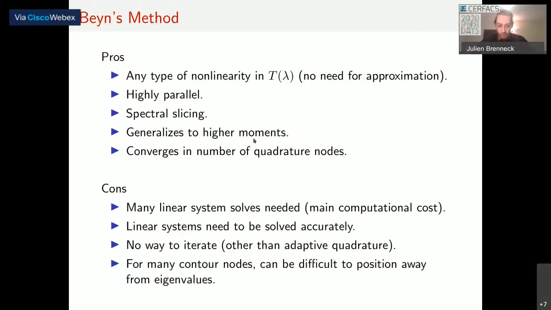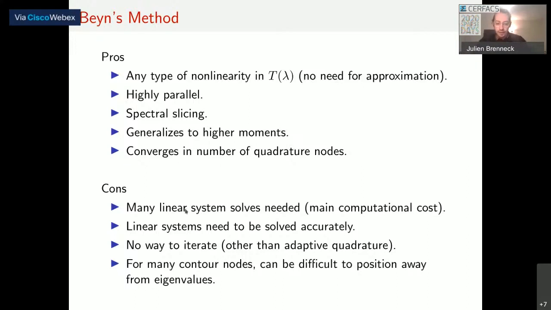And this generalizes to higher moments, which is in general necessary for the nonlinear problems because you have issues with deficient eigenvectors. And there's a proof of convergence in Beyn's paper, and there's a nice convergence in the number of quadrature nodes.